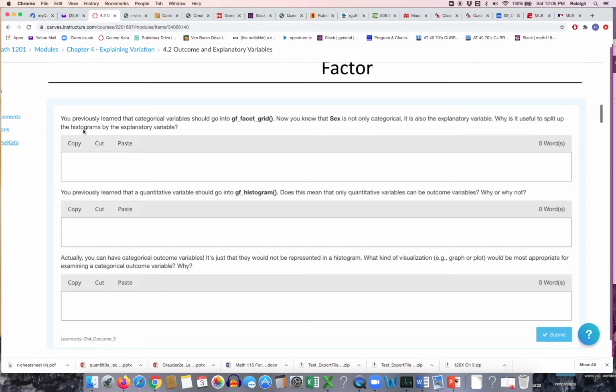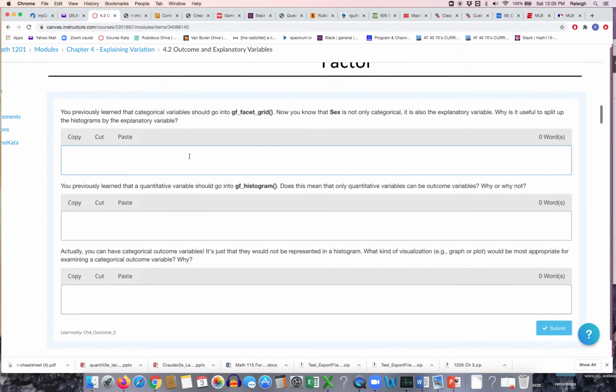I don't know. Anyway, we previously learned that categorical variables should go into the facet grid type of command. And now we know that sex is not only categorical, it's also the x value too. Why is it useful to split it up by the x variable? Well, yeah, so you can see the differences. That's kind of easy. Males versus females.